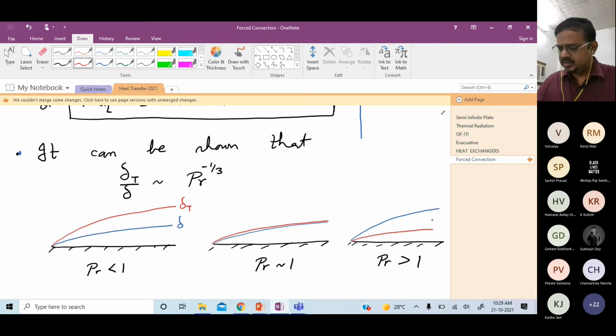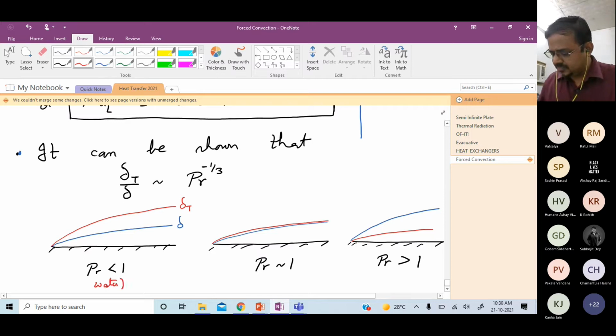Also, keep in mind that this is representative of air, and this is representative of water. Remember, water at room temperature, Prandtl number is 7, air 0.7. Air actually is even close to 1. But of course, the velocity or momentum boundary layer will be thinner than that of the thermal boundary layer.